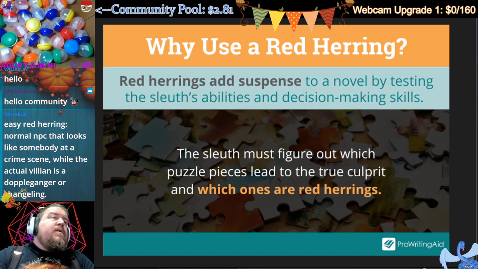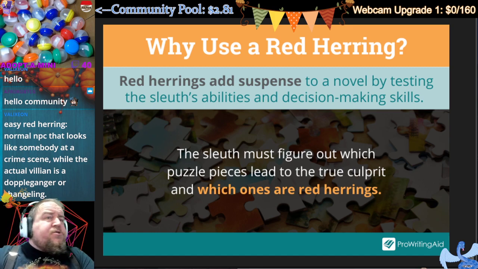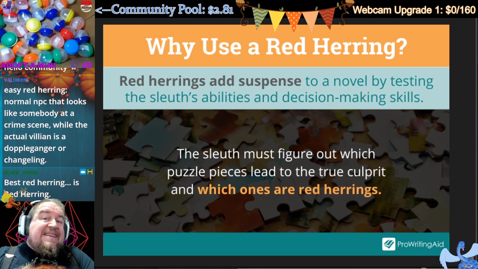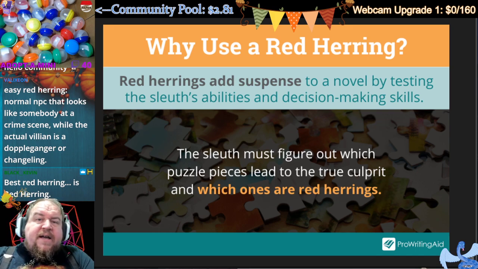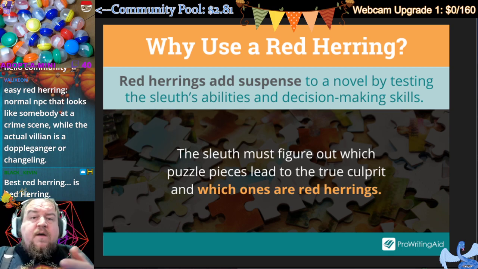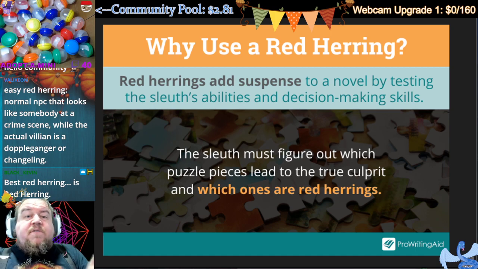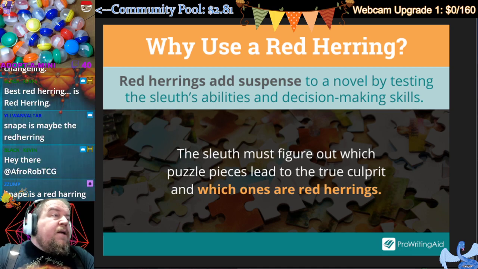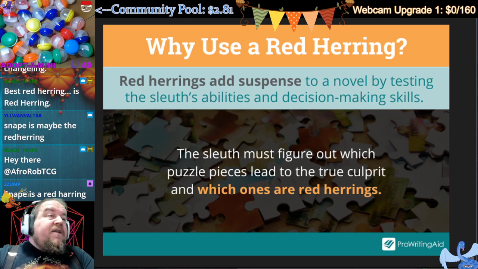A red herring in Harry Potter could probably be Draco Malfoy. A foil? Maybe not the villain, because there is still an innocence to Draco, but someone that you definitely want to impugn, put a lot of guilt or frustration at baffling the progress of the party of heroes. Easy red herring: a normal NPC that looks like somebody at a crime scene, while the actual villain is a doppelganger or changeling.